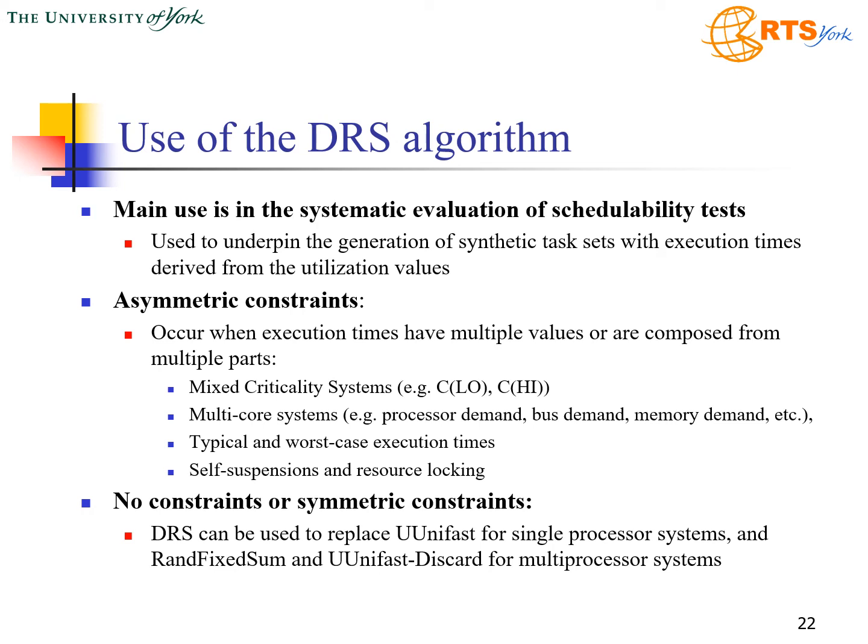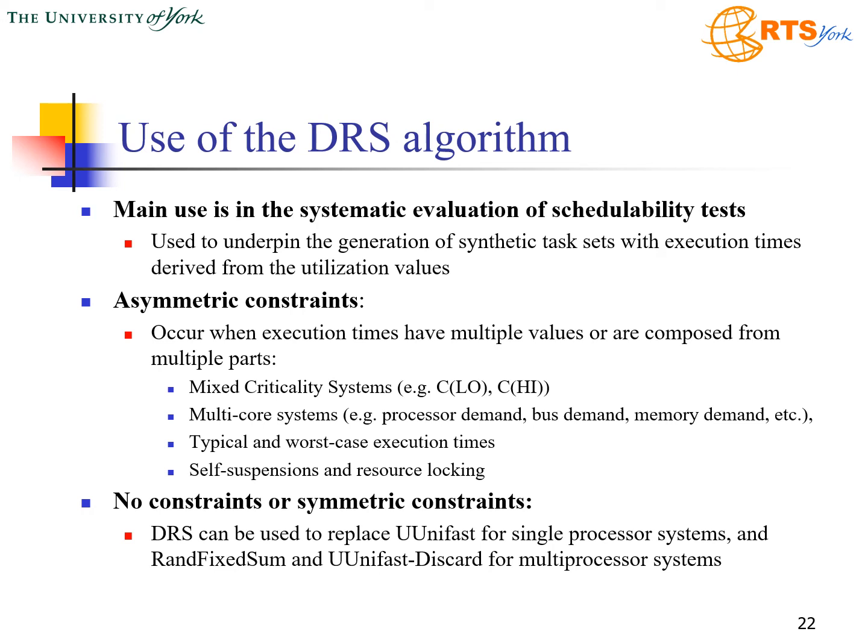These occur when execution times have multiple values or they're composed from multiple constituent parts. Examples include mixed criticality systems with C-low and C-high execution time budgets for each task, where the former value is always upper bounded by the latter. They occur in multi-core systems where the overall execution time of a task is made up of processor demand, bus demand, memory demand, and so on.